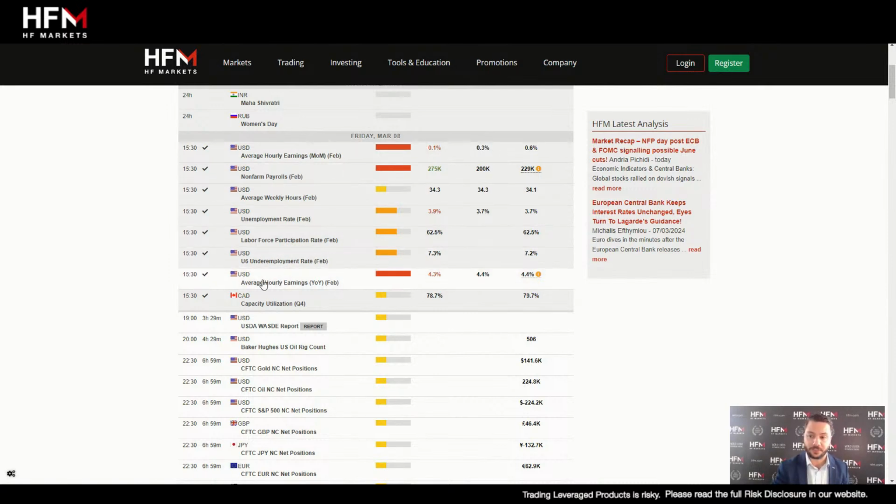If we look at the average hourly earnings on a yearly basis, it has also declined, where previously it was expected to read unchanged. If we look at the unemployment rate, ladies and gentlemen, the unemployment rate has increased to 3.9%. So remember what I stated, ladies and gentlemen. If we're going to see a very different announcement compared to that which was expected in the market.